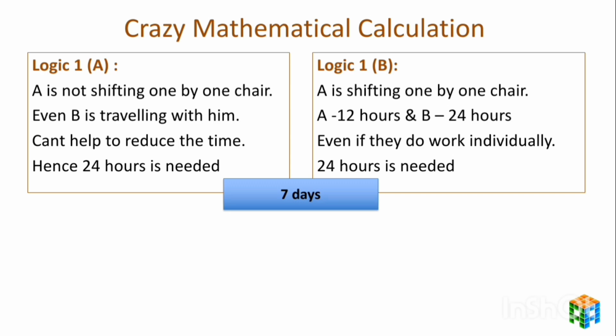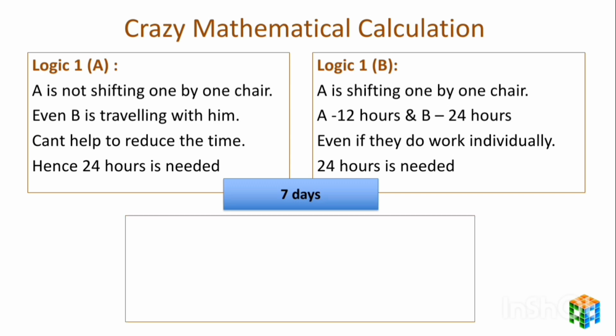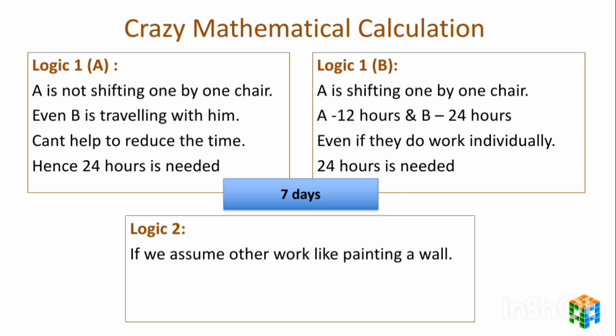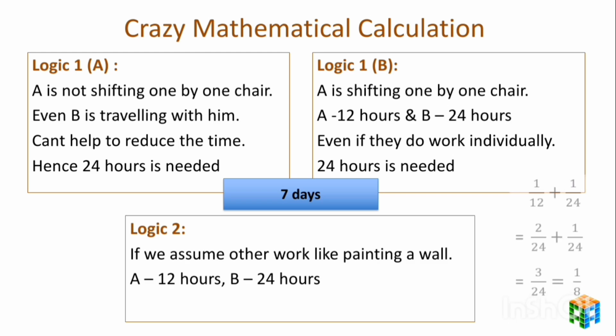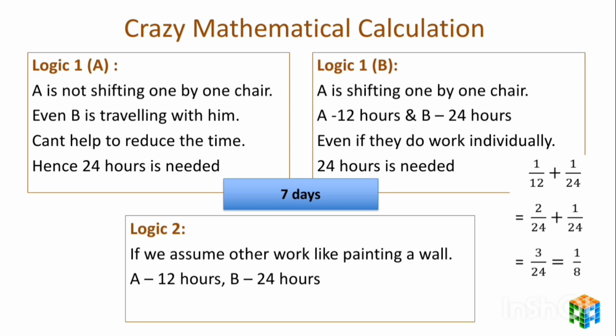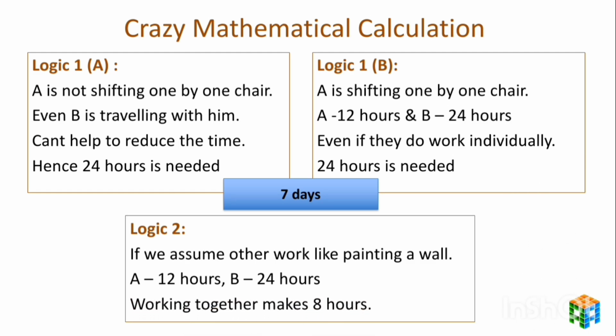Now let's have a different approach. Let's think of any other work in hours, just like painting a wall, for which A takes 12 hours and B 24 hours as given in the question. Working together takes only 8 hours, simply adding the fractions. For this case, the time required is 6 days 8 hours.